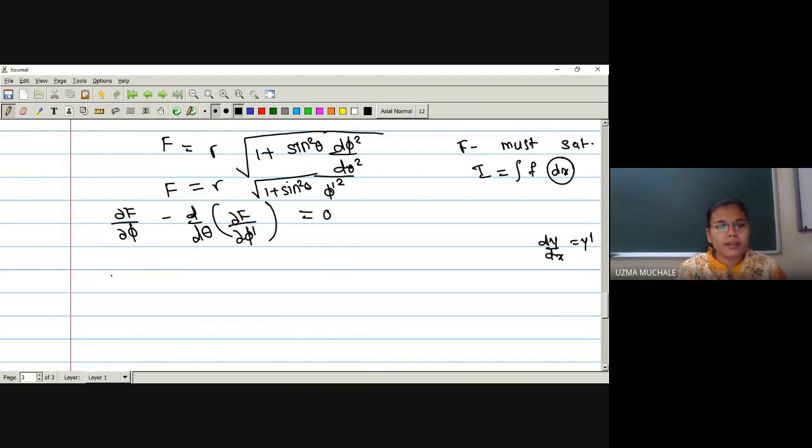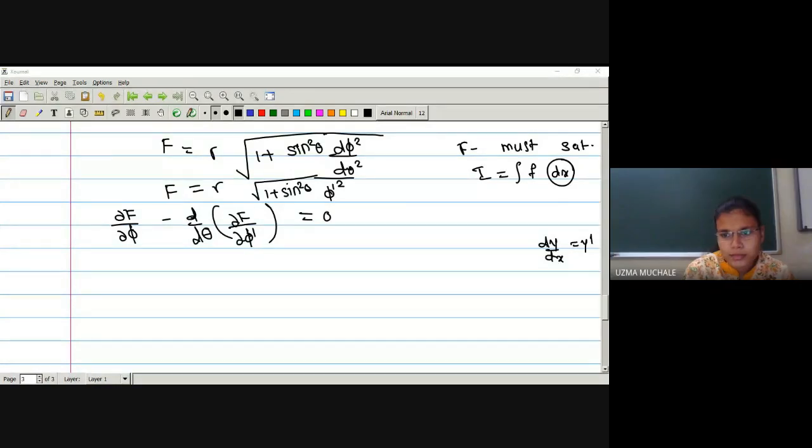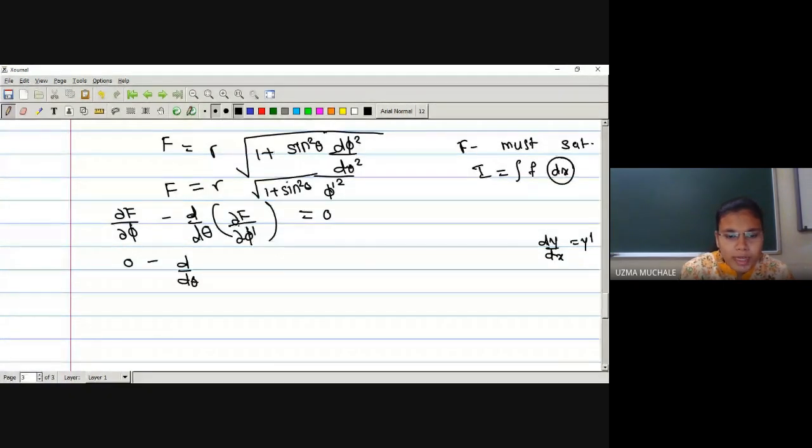Do you see a phi term in f? No, ma'am, it is 0. Okay, so dou f by dou phi will be 0 minus d by d theta of dou f by dou phi dash. What will be dou f by dou phi dash? As r is a constant, we can keep it outside. Now we have to evaluate the derivative of this under root term with respect to phi dash. Tell me what is the derivative dou f by dou phi dash?